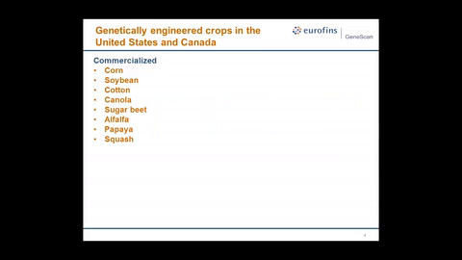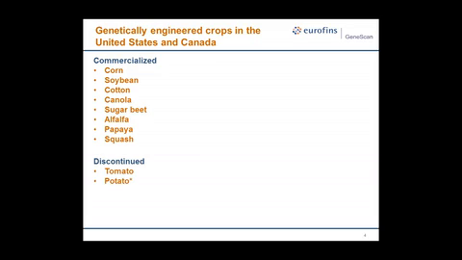So these genetically engineered crops that are commercially traded in the US and more or less around the world, corn, soy, cotton, and canola are the big four. Sugar beet, alfalfa, papaya, and squash, they're certainly out there in commercial setting, though the planting is not nearly as wide as the row crops.